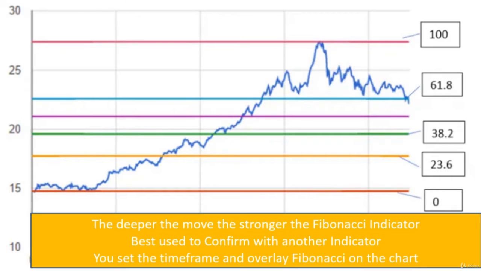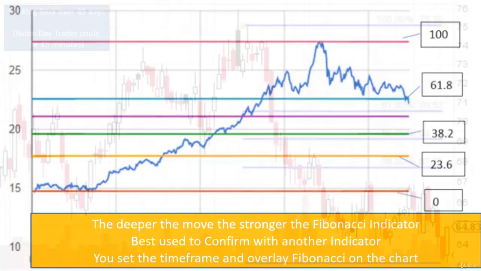And then again, you set the time frame, and then you overlay the Fibonacci on the chart, right? So you're the one deciding how many days we're looking back at, and it's going to change your chart and what you might trade based on how many days you look back. So let's look at that with a live, real example here.